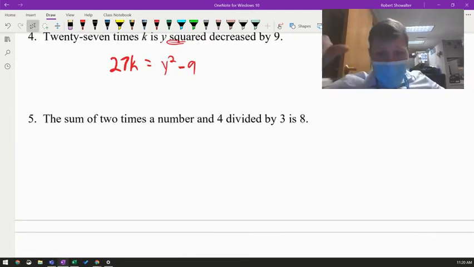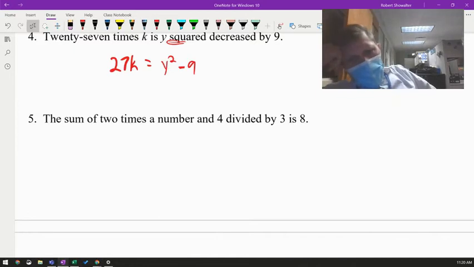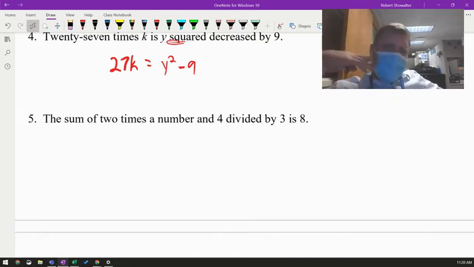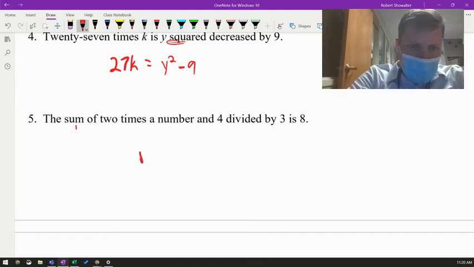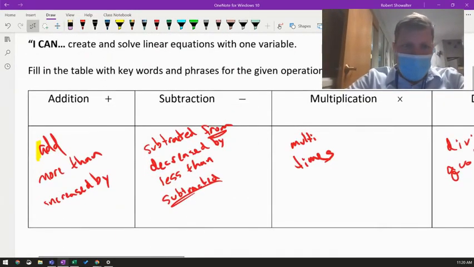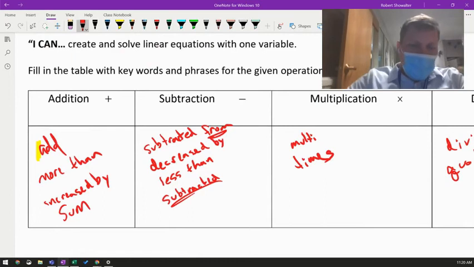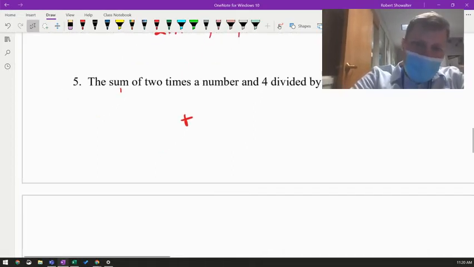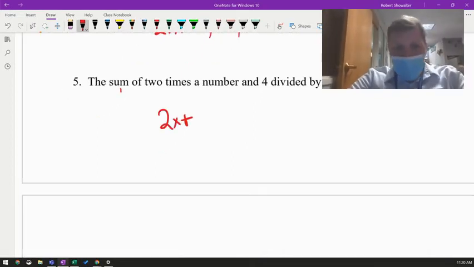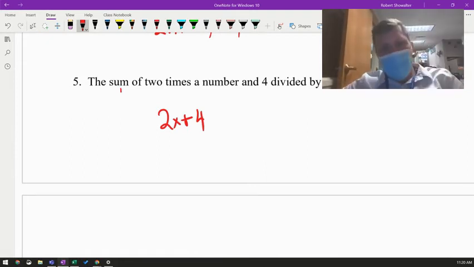The sum of 2 times a number and 4 is divided by 3. Wait. The sum of 2 times a number and 4 divided by 3 is 8. All right. The sum of 2 times a number. So sum is add. Ooh, you know what? That's another keyword we need to write. So for adding, sum. The sum of 2 times a number and 4. So 2 times, right? 2 times a number and then the sum of those, and we're going to add 4.